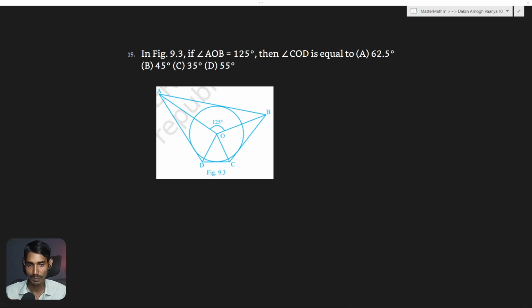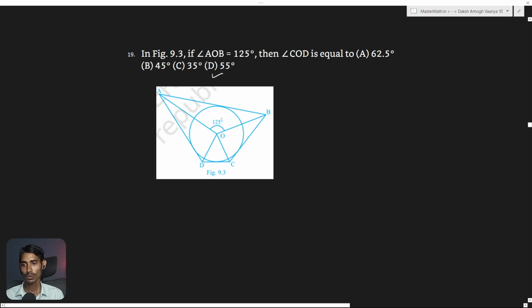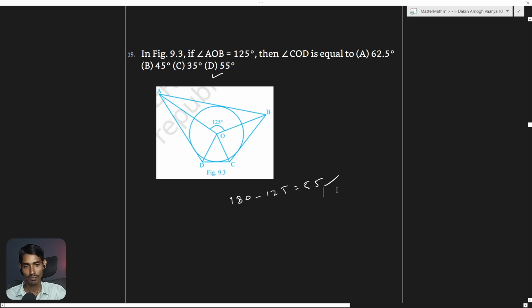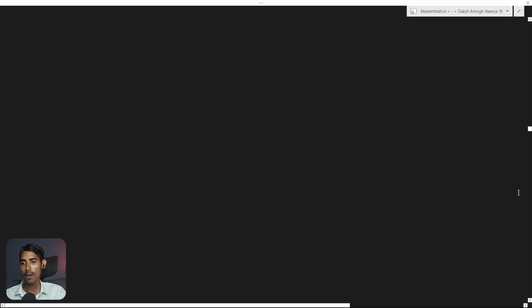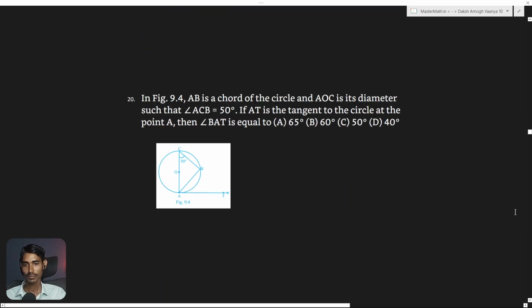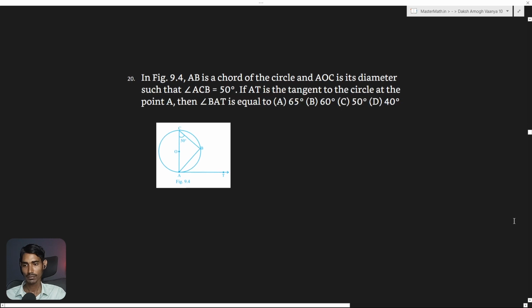Anyone? Tell this. Yes, Daksh. Sir, option D, 55 degrees. Yeah. So angle AOB plus angle DOC is 180. 180 minus 155 is 125. Okay, try this.